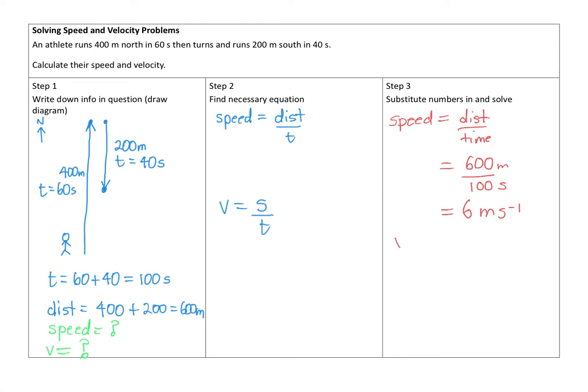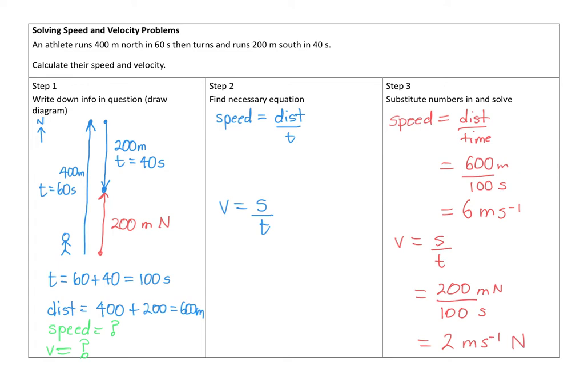Velocity is going to be equal to displacement over time. So the displacement, we've got to come back and look at our diagram. We started off here, we finished off here. We are 200 metres north of where we started. So that would be our displacement. So that's equal to 200 over 100 seconds. The time is still the same there. 200 metres north over 100 seconds, and that is equal to 2 metres per second. But now that needs to have a direction, which is north.